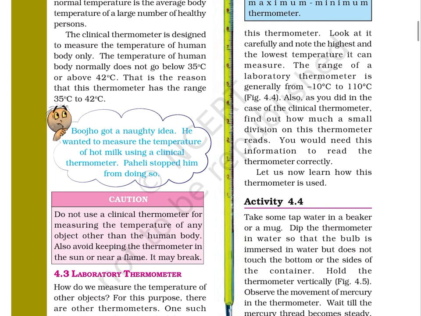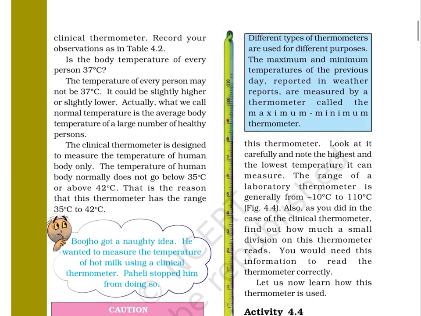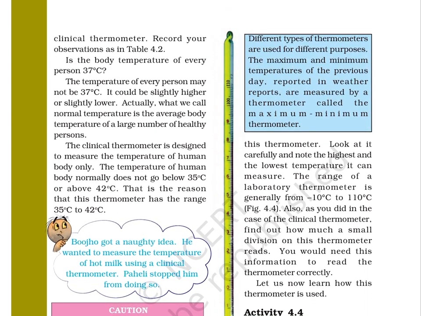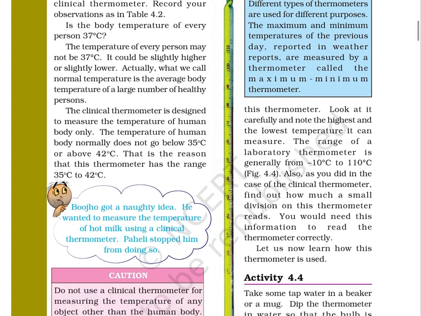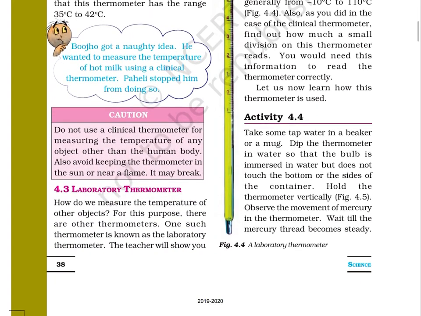Different types of thermometers are used for different purposes. The maximum and minimum temperatures of the previous day reported in weather reports are measured by a thermometer called the maximum minimum thermometer. Let us now learn how a laboratory thermometer is used.